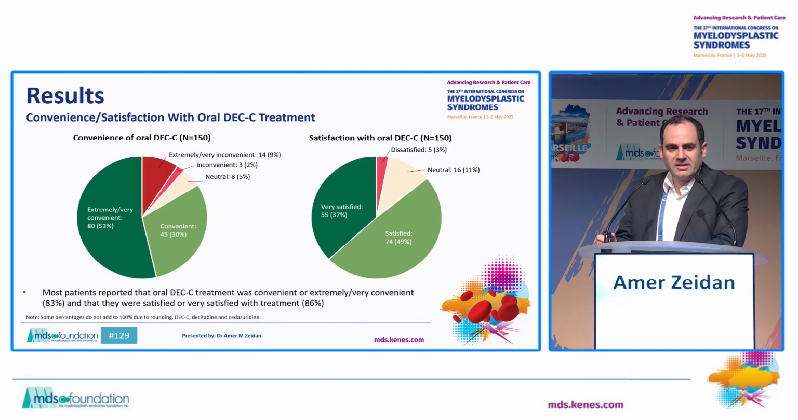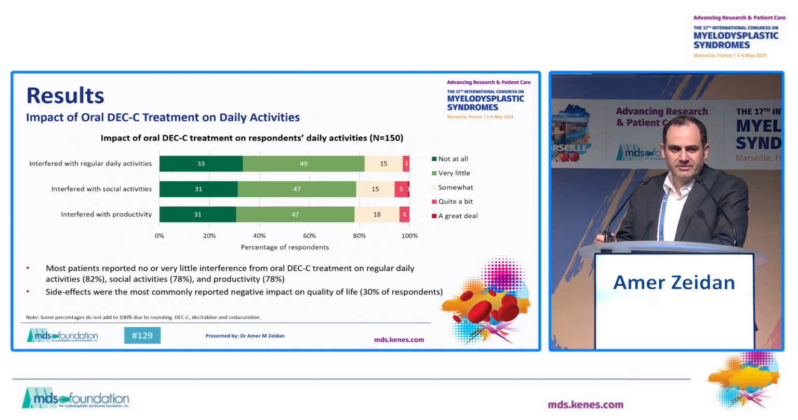So those are the results. What you can see here is in these pie charts. In green are the favorable responses. And you can see here the way we graded the responses generally for the convenience and satisfaction with oral treatment. Convenient or extremely convenient, more than 80%. The same thing for the satisfaction with the treatment.